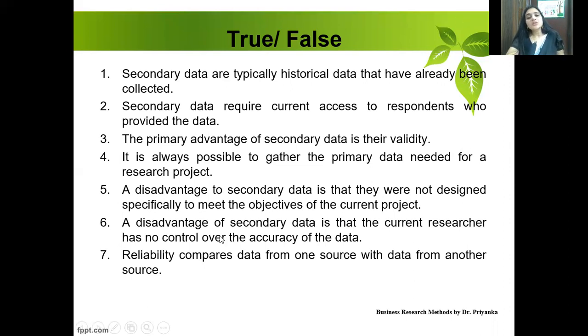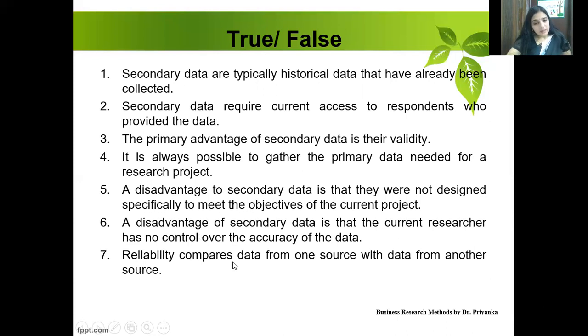Sixth, a disadvantage of secondary data is that the current researcher has no control over the accuracy of data. Is it? Yes, because for the researcher who actually did the research, it was primary data. After becoming secondary data, it is not actually 100% accurate. It might be accurate, but there is no guarantee, no control over the accuracy of data in the researcher's hand. It is true, because we are talking about the disadvantage.